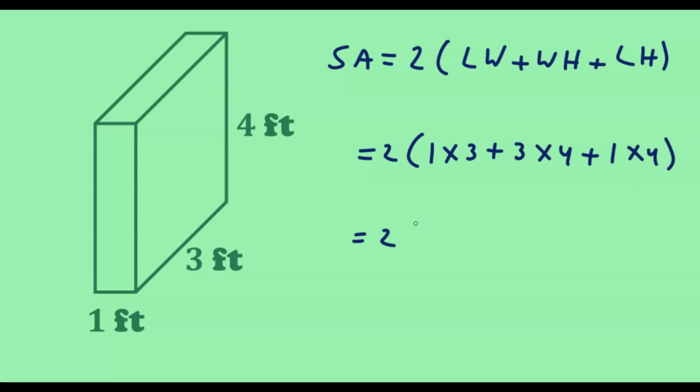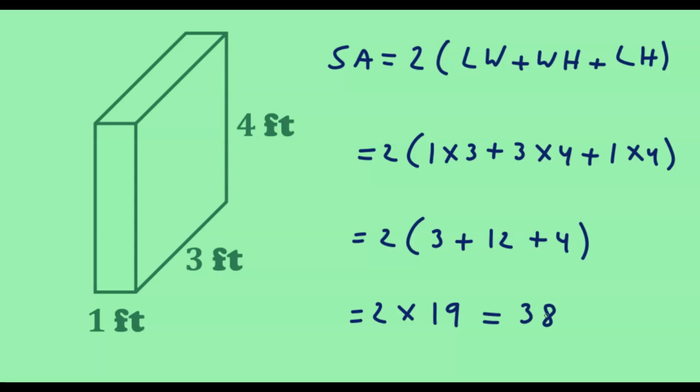So 1 times 3 is 3. 3 times 4 is 12. 1 times 4 is 4. So we have 2 times the quantity 3 plus 12 plus 4, that is 2 times 19, which is equal to 38. Since the lengths of the edges are given in feet, the unit for the surface area will be feet squared. So the surface area of this rectangular prism is 38 square feet.